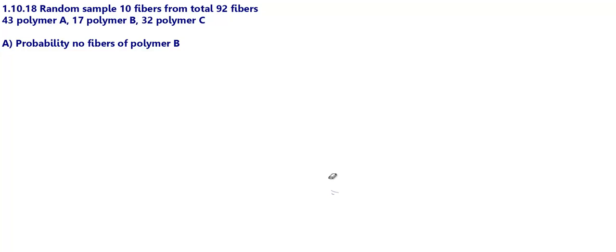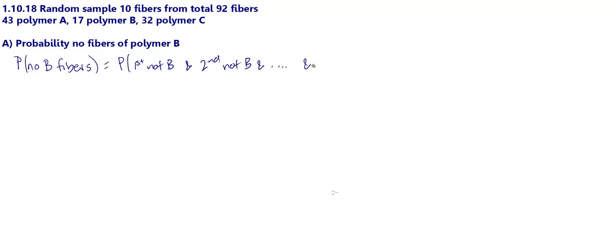Now, most of this problem we're going to use section 1.7, the combinations, but we don't actually need to on A. We could do this using just our basic probability rules. So if we want the probability that no fibers are polymer B, we can say, what's the probability of no B fibers? Well, this would be the probability of the first not B, and the second not B, and dot dot dot, and the 10th not B.